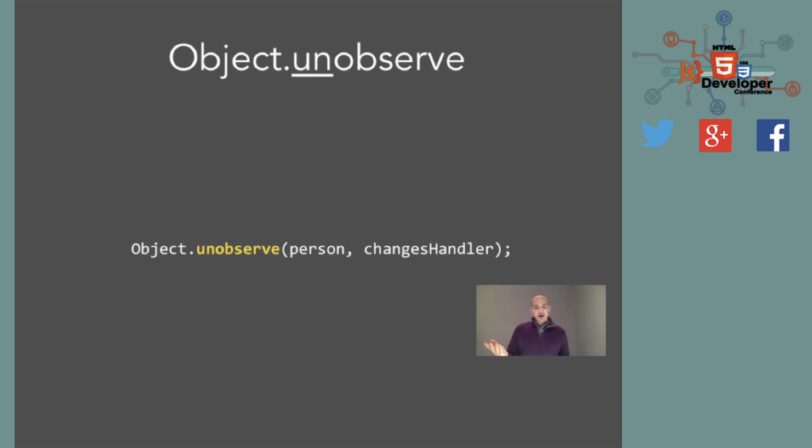Now, if you can observe an object, you should be able to unobserve that object. So here I am, same thing as before. It's very similar to, say, addEventListener, removeEventListener, for those of you familiar with DOM events, right? We just pass in the person object and the changes handler again, and now we won't get any more notifications.